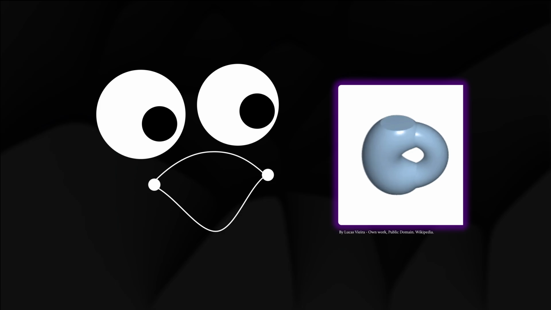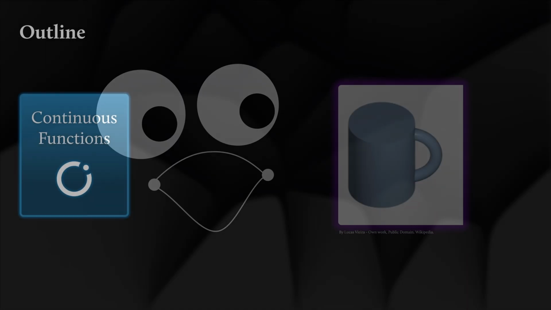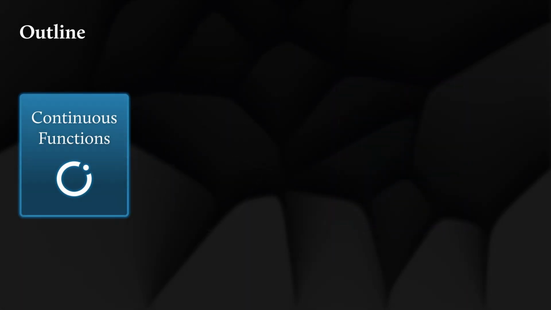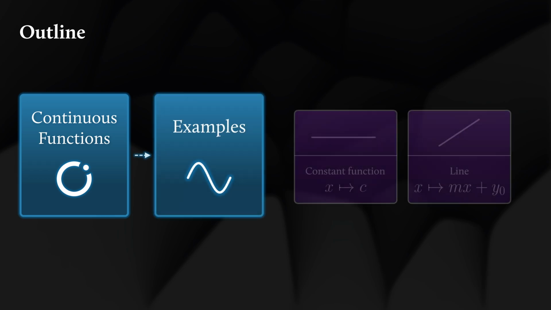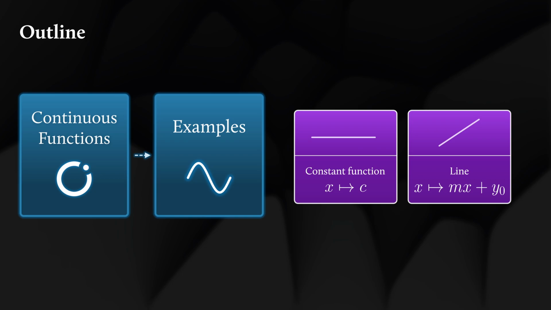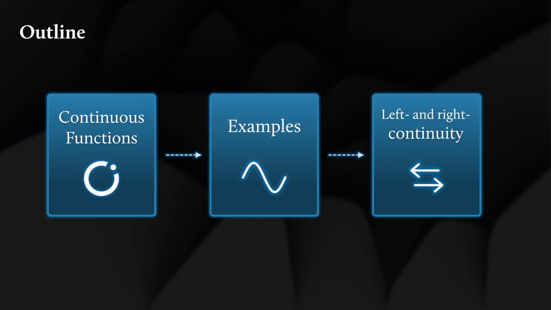So in this video, we will discuss the epsilon-delta criterion as the definition for continuous functions, then give some examples and formalize them in Lean, and we will show that the constant function and the line are continuous, and then talk about left and right continuity. Without further ado, let's get started with the definition of a continuous function.